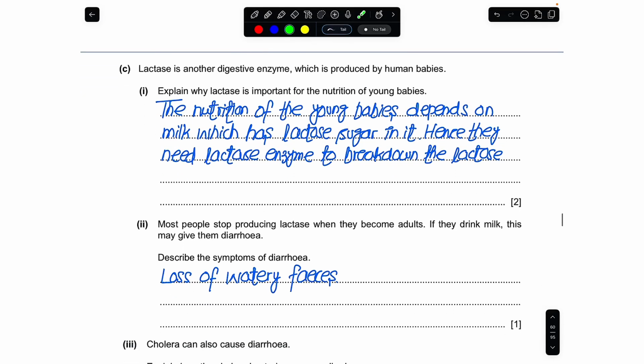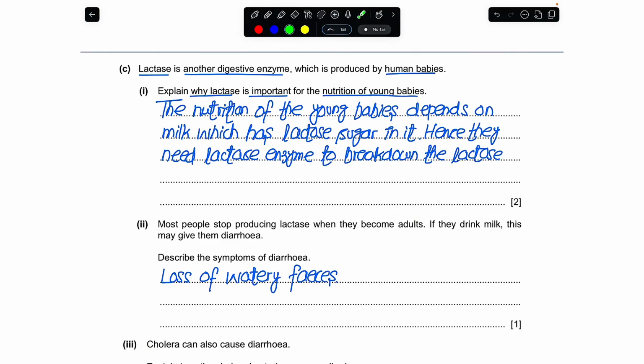If I move to the C part, what they are telling us is that lactase is another digestive enzyme, and it is produced by human babies. Now, for 2 marks, they want us to explain why lactase is important for the nutrition of young babies. Young babies are rapidly growing, so they need to release a lot of energy, and for energy production, the substrate required is glucose. Now, lactose that we give to young babies in the form of milk is a double sugar and has glucose and galactose linked together.